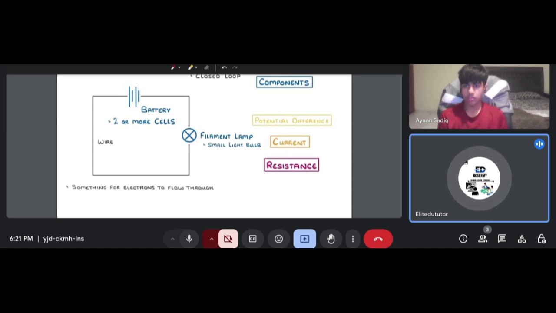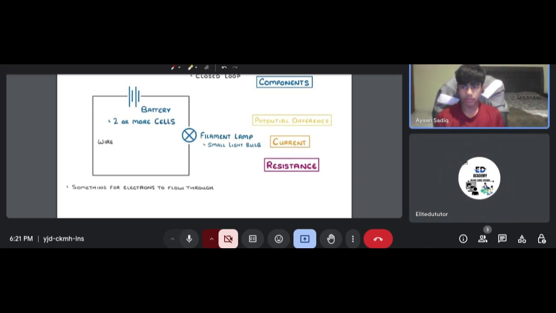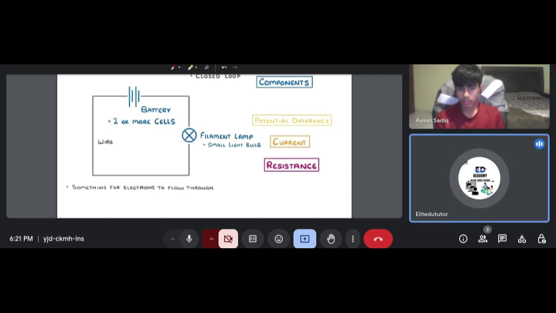This is a filament lamp, which gets heated by intense heat. Then the bulb gets the electrons one by one, it heats up and it just blows up.